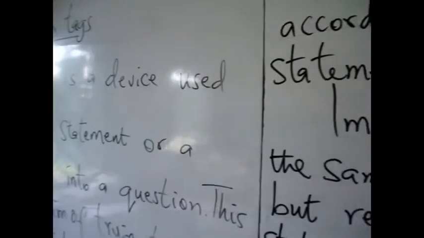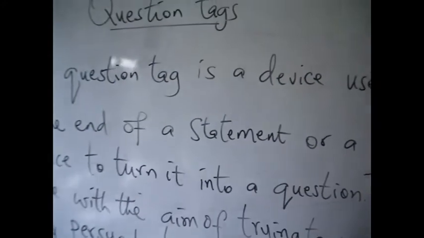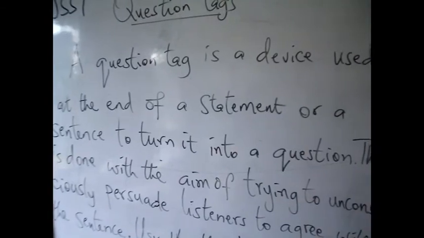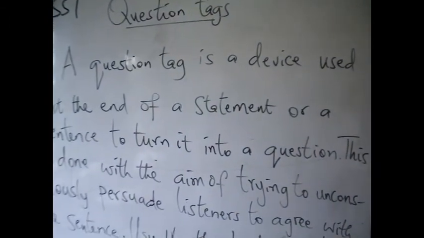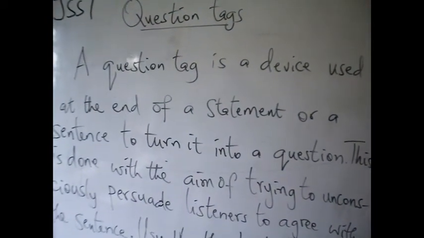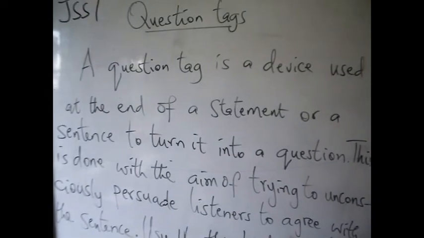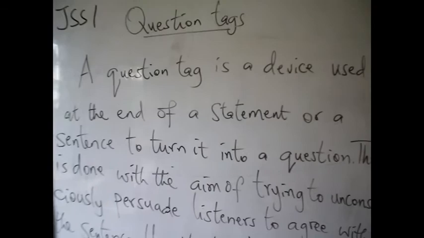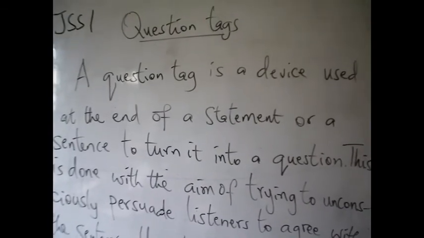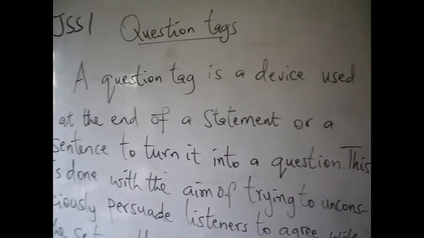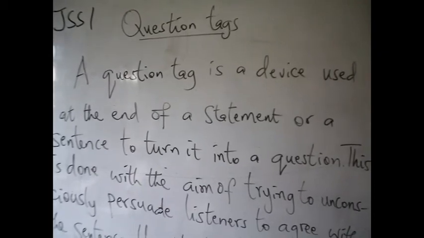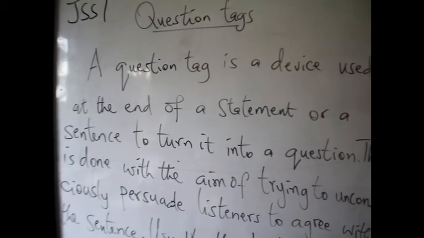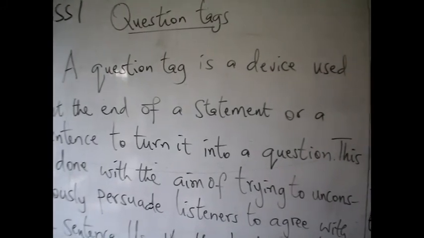used at the end of a statement or a sentence. It therefore means that a question tag is usually found at the end of a statement or a sentence. Now what does it do? It turns it into a question. That is, it turns that statement or that sentence into a question. This is done with the aim of trying to unconsciously persuade listeners to agree with the sentence.